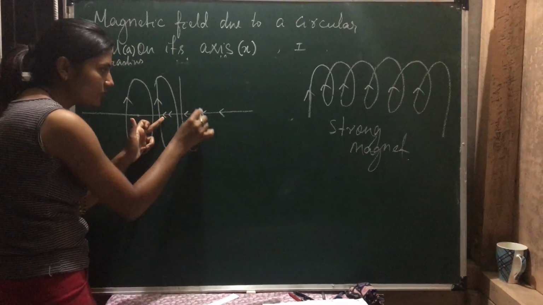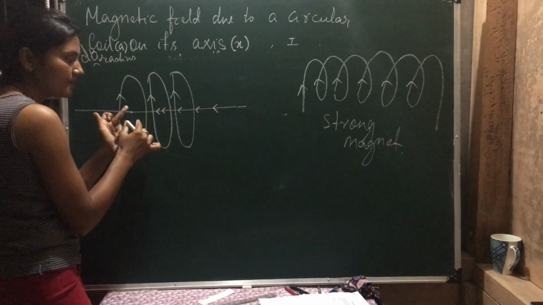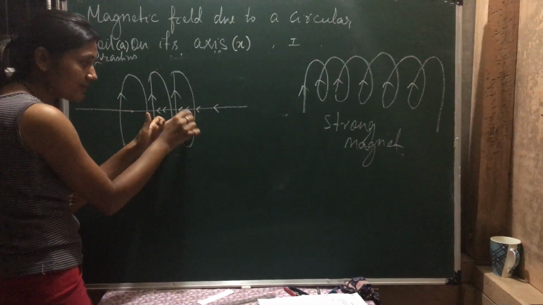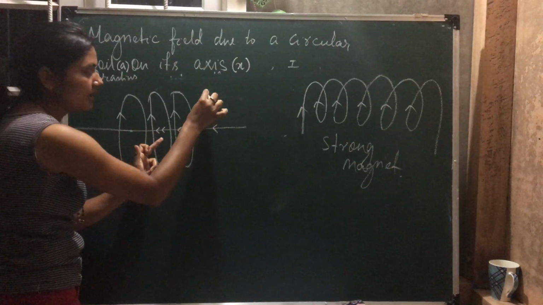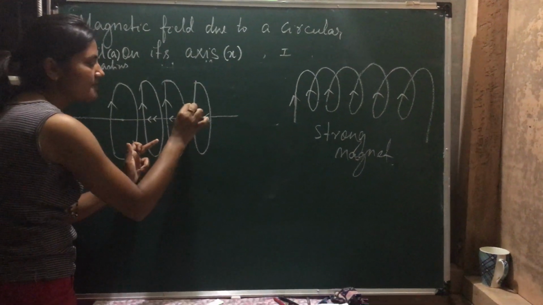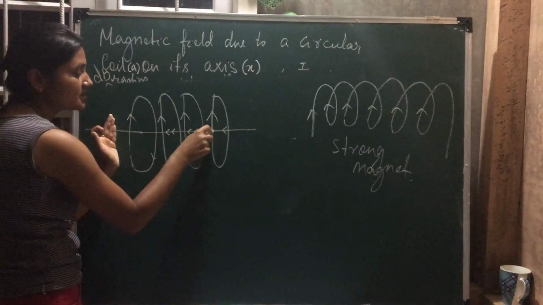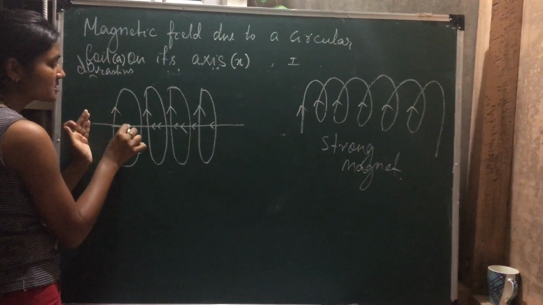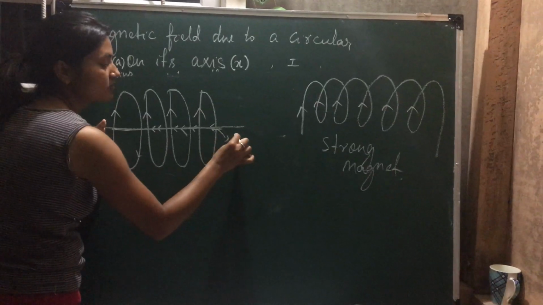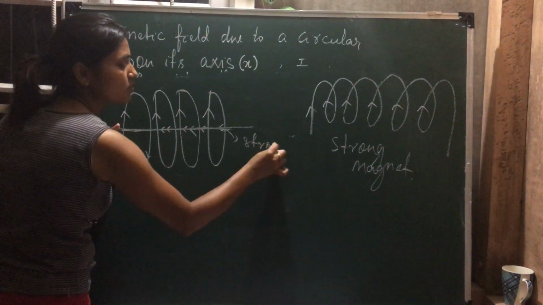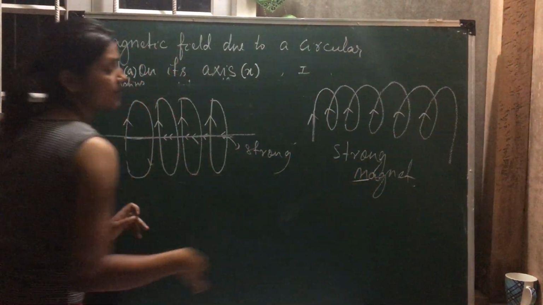Another ring I have put on. Still the magnetic field will be stronger, because fields with the same current direction get added in the same direction. So what happened at the center? The field is strong. Strong field means what? It behaves as a strong magnet.